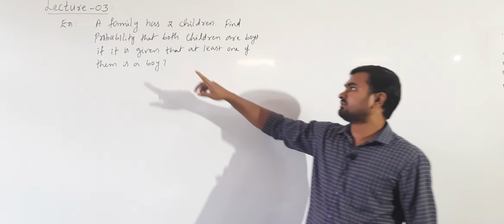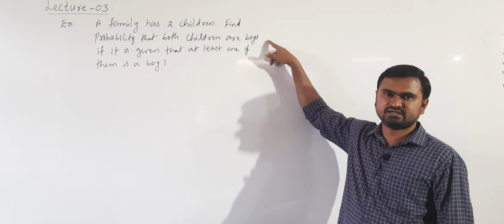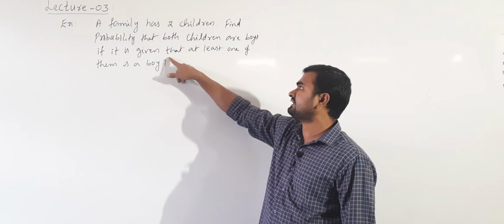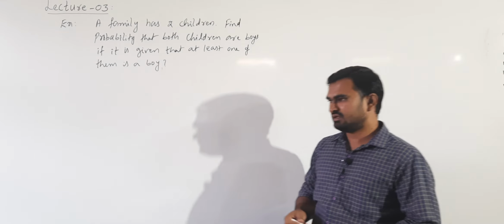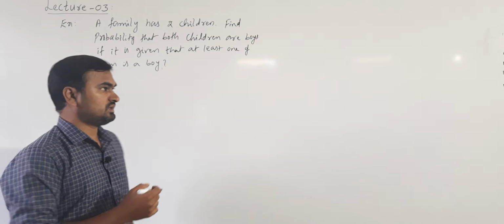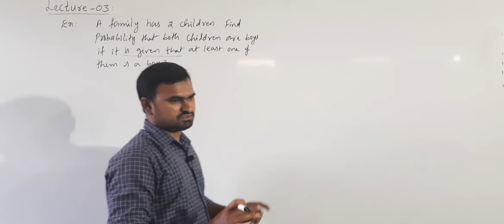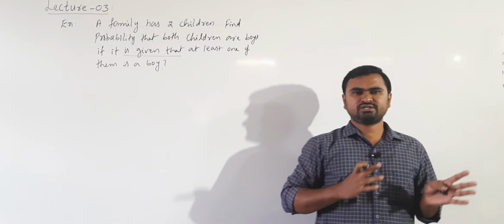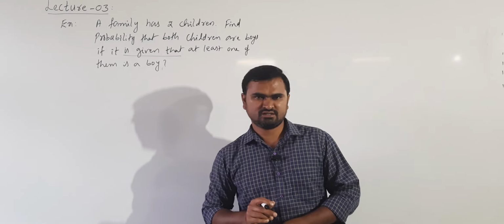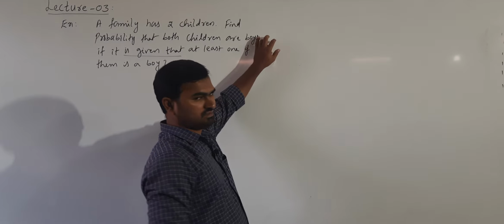Now we need the probability that both the children are boys. What is the chance that both are boys, if it is given that at least one of them is a boy? What is given means we already know it. So we know that a family has 2 children, and in those 2 children we already know that at least one of them is a boy. In that case, what is the probability that both the children are boys?